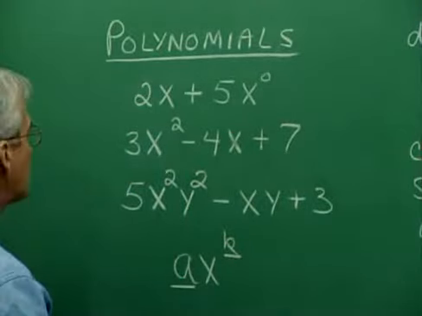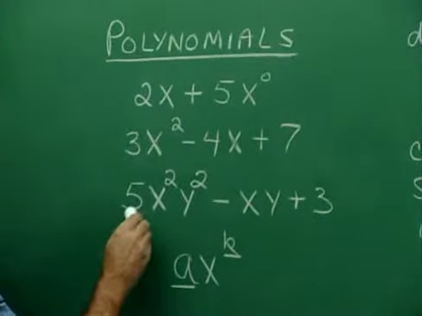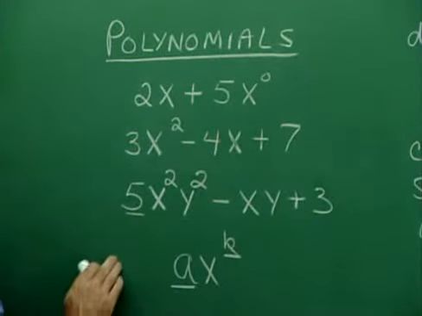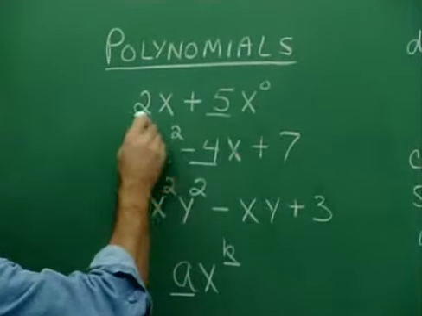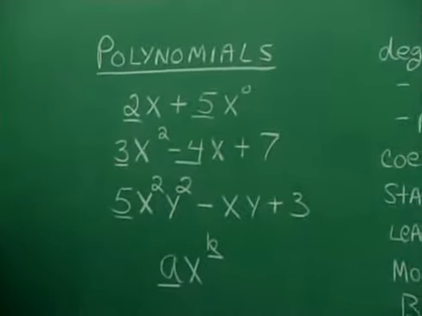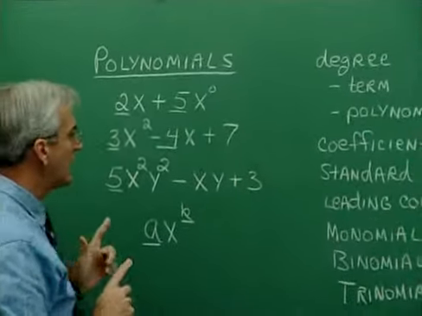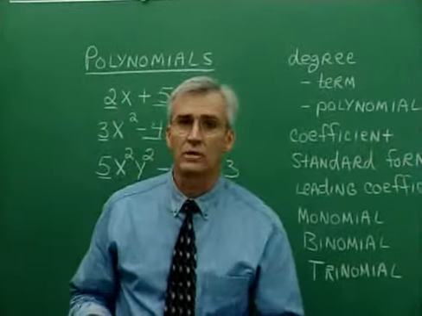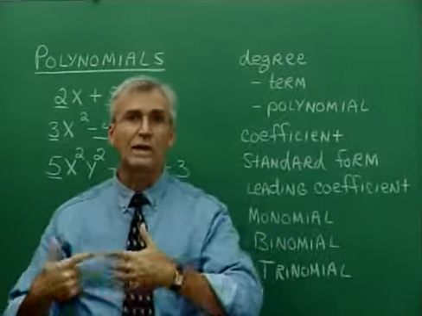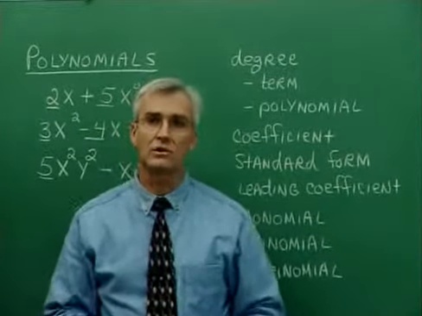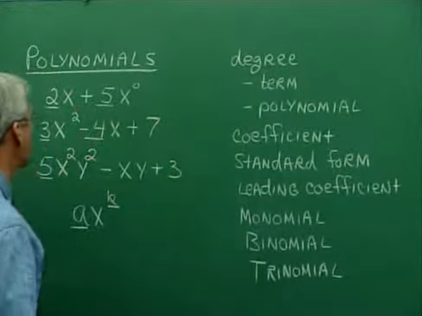Coefficient refers to the number part in a term. The coefficient in this term is 5, the coefficient here 3, the coefficient here -4, the coefficient here 5, the coefficient here is 2. Now, there is a standard form for writing polynomials. We generally write the term of highest degree first, and then the next degree term, and so on down to the constant term. These are all in standard form.